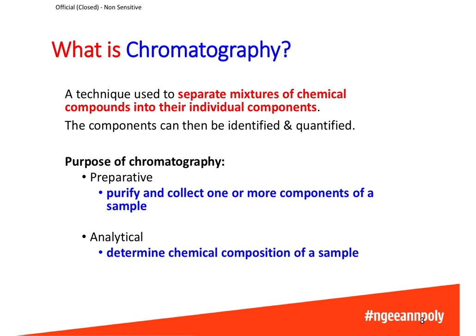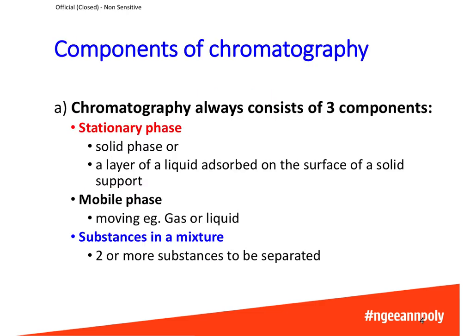Chromatography can be preparative or analytical. In preparative chromatography, we want to isolate and purify one of the chemical compounds that's present in the mixture. Whereas in analytical chromatography, we want to determine the identities of the individual components within that mixture. There are different types of chromatography, such as gas chromatography, liquid chromatography, thin layer chromatography, etc.